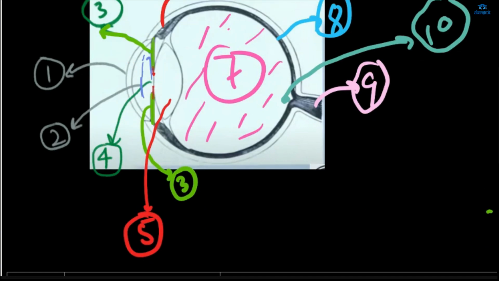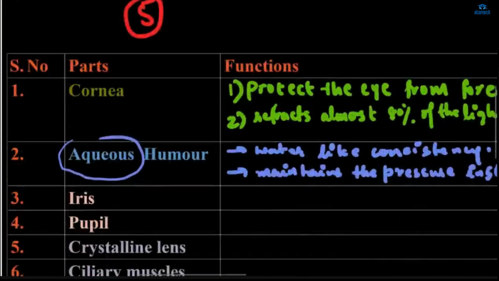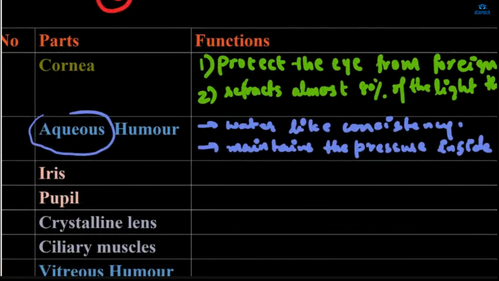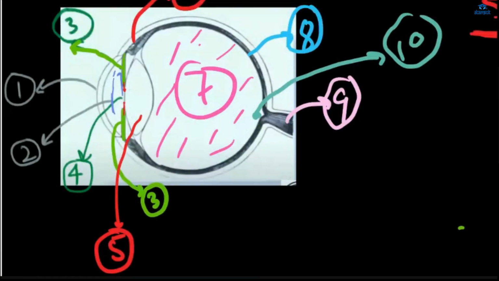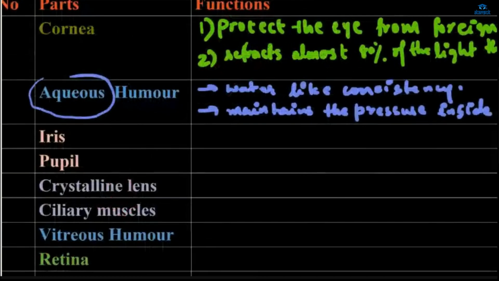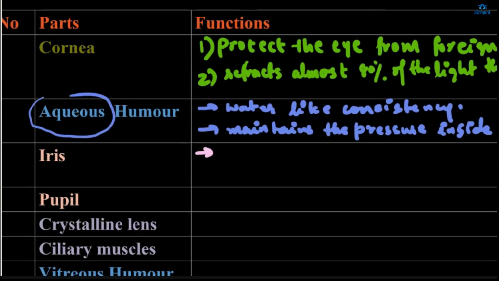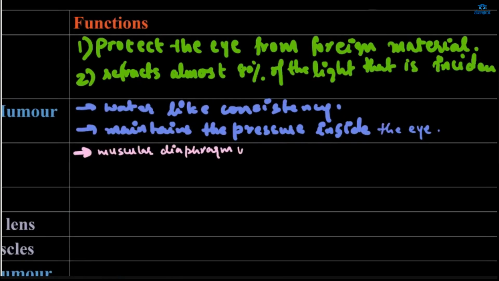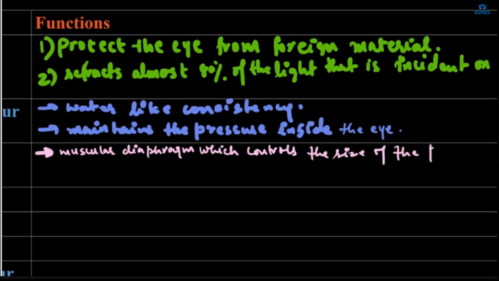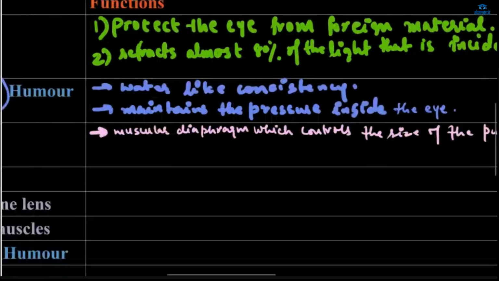So what will we write as the function? For the iris, what is it? It is actually the muscular diaphragm. So it is a muscular diaphragm. It is the muscular diaphragm which controls the size of the pupil. Okay, its function is this.